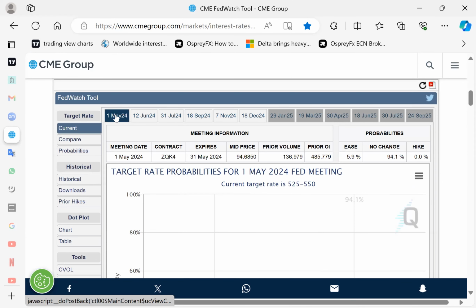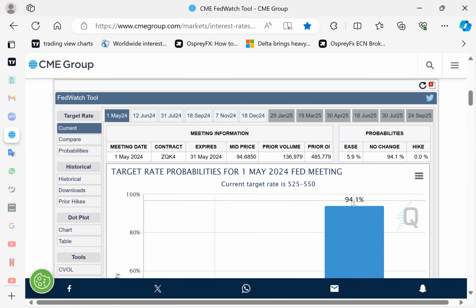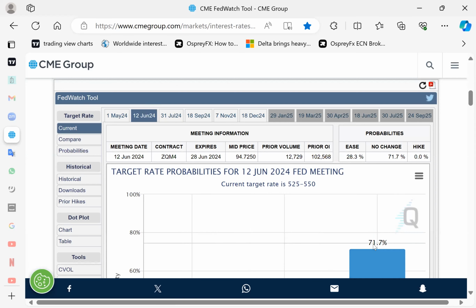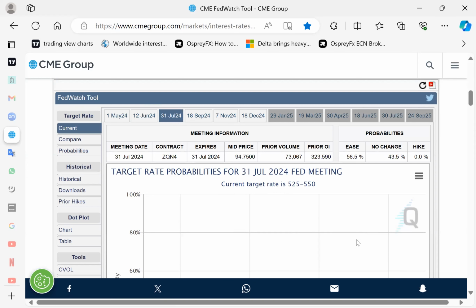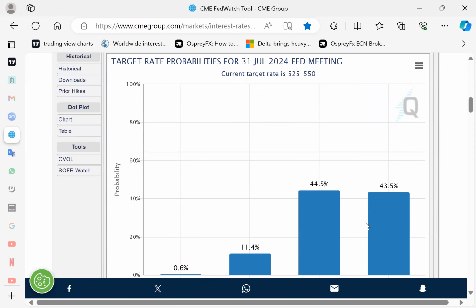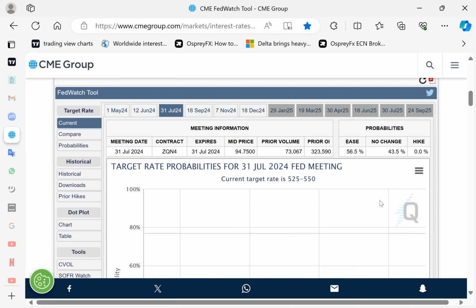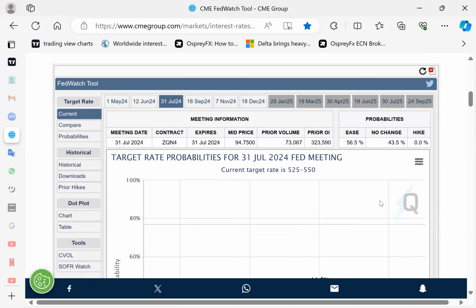So this May meeting, there's a 94% expectation that we don't cut. June, there's a 71% chance that we don't cut. So there's over a 50% chance that the market is saying that we should cut in July. So this is pricing in a rate cut in July. I don't think we get one. I don't either. Unless things get really out of control, there's no way.